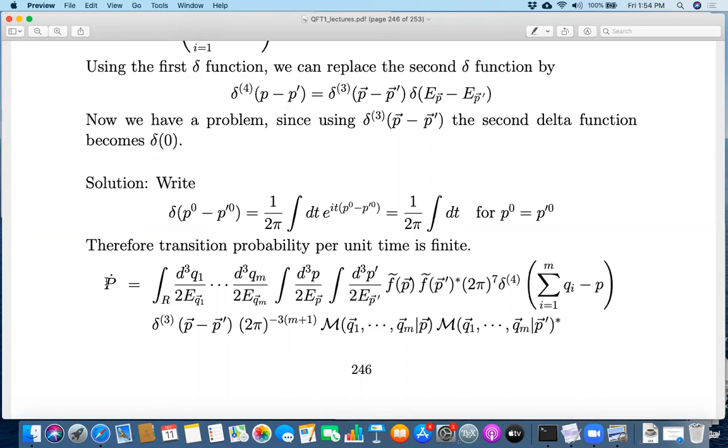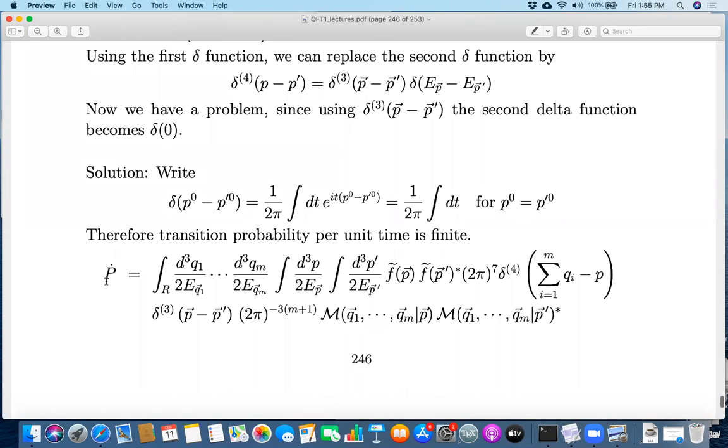Are there questions? So this quantity is in fact finite. You can calculate this, and we will try to simplify this in the next slide.